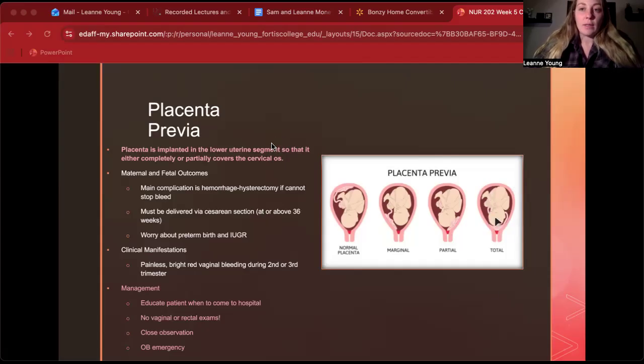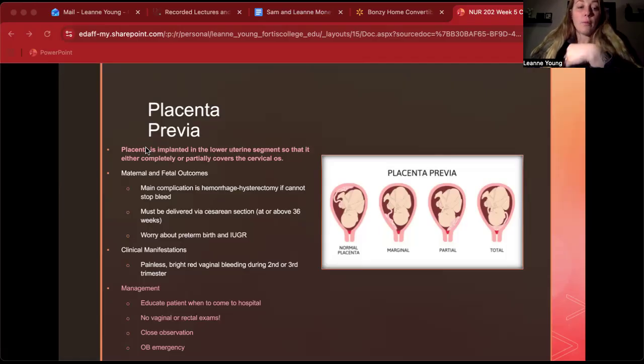And your placenta is your baby's oxygen, right? So if the placenta is completely abrupted off of the uterine wall, we're not going to have that exchange and transfer of blood and oxygen, and that baby is going to die. So we cannot deliver vaginally if a mom has a placenta previa. So this is delivered C-section at or above 38 weeks. We don't typically let them go all the way to term because we don't want to run the risk of them going into spontaneous labor.